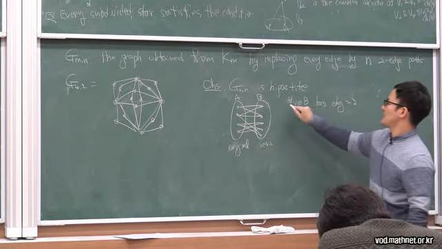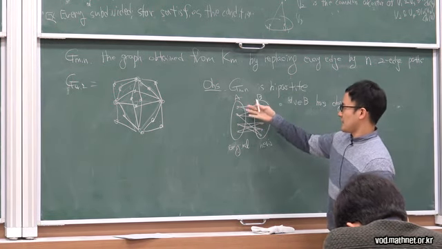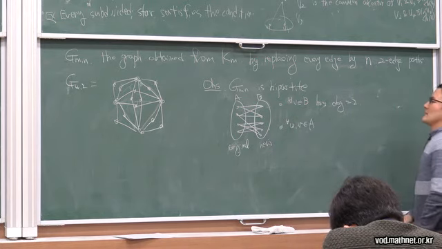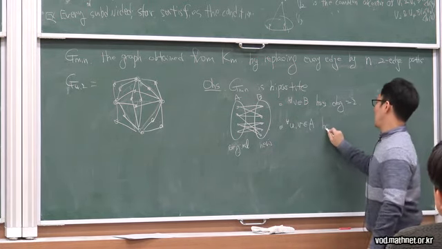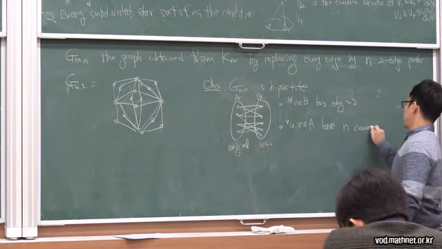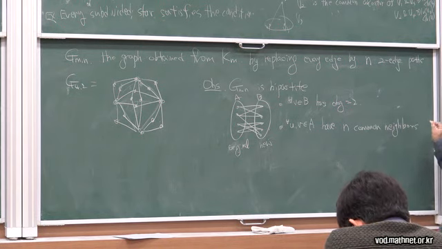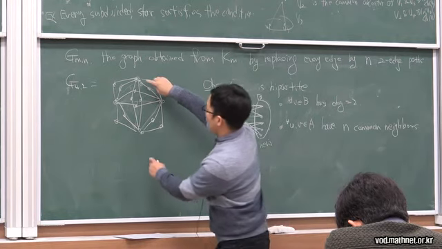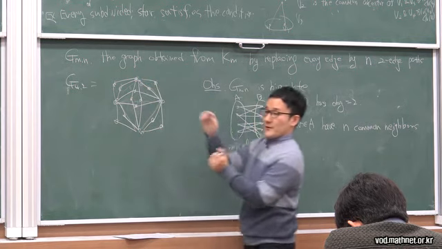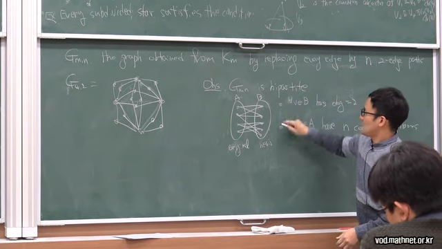And every pair of vertices in A has n common neighbors. If you take two of the original vertices, then they have n common neighbors. So G(m,n) has these two properties.